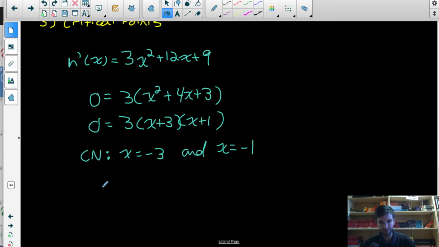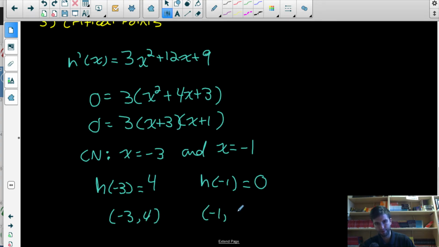Now that I have my critical numbers, I need the critical points, which means I need to know the y-coordinate that goes with each of those x-coordinates on the original function. So I have to evaluate h at -3 and h at -1. So I have two critical points, (-3, 4) and (-1, 0). So those are my critical points. Those are points that might be local max or min points. When we get later in the algorithm for curve sketching, we'll be able to actually classify them as local max or min points or neither.